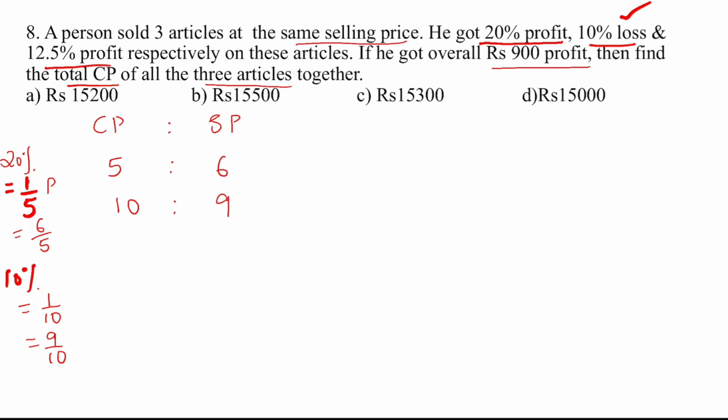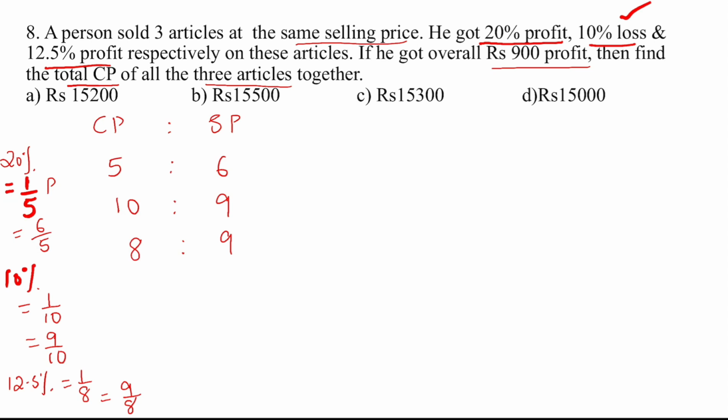Then in the third article, 12.5% profit. So 12.5% is nothing but in fractions it is 1 by 8. So 12.5% profit means in 8 parts 1 part profit. So this will be equal to 8 plus 1, 9 by 8. So if 9 parts is the selling price, 8 parts is the cost price.